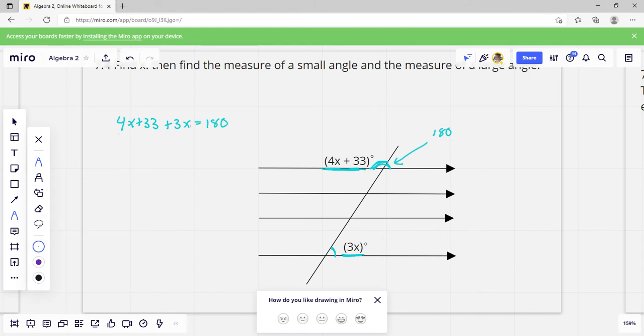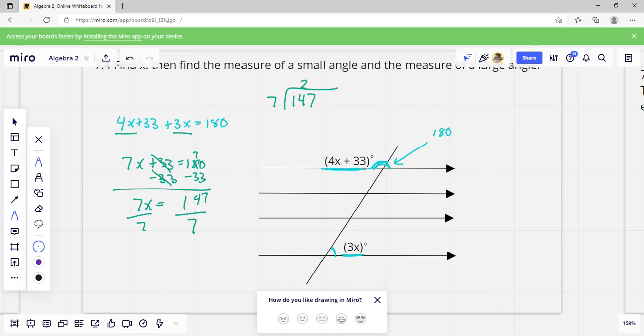So I'm going to put my like terms together. 4x and 3x would be 7x plus 33 equals 180. Subtract the 33. That would be 147. And then I'm going to divide by 7. Two times 21. Alright, so if x equals 21, that's the first part.